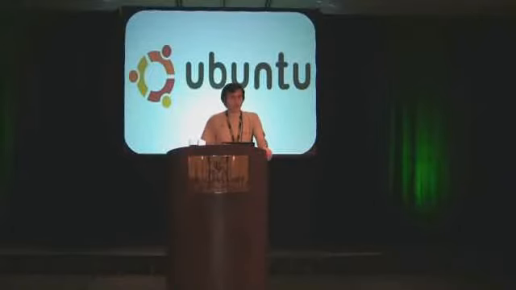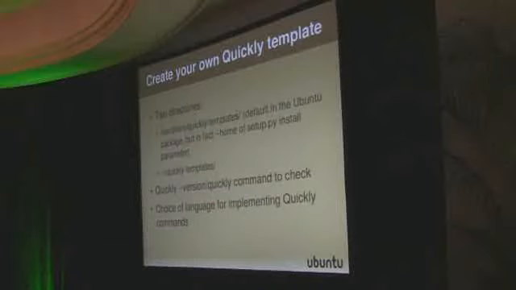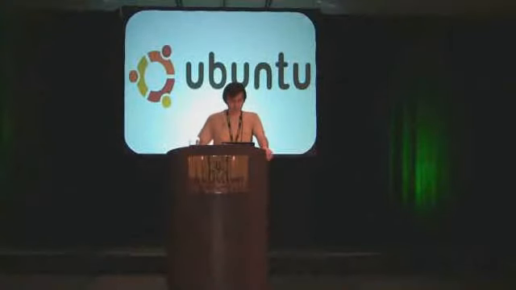So there's basically two directories. The first directory is the system one, so it's by default the Quickly data path. And you have your own Quickly templates directories in your home directory. And so Quickly fetches all templates for you. Once you have created your templates, you can check that this template is available with quickly --version or the quickly command as I've done at the beginning.